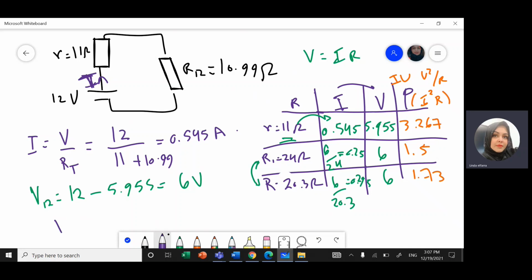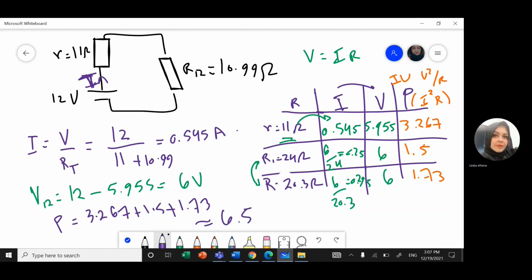So power dissipated, P, will be 3.267 plus 1.5 plus 1.73, and it will give us around 6.5. You should get 6.54 watt, or joule per second. That's it. Next video will continue also with electricity.